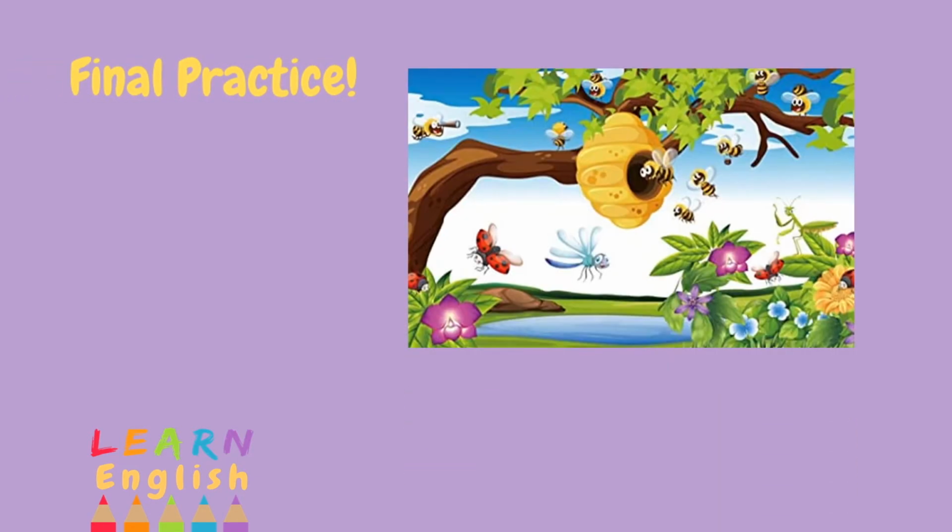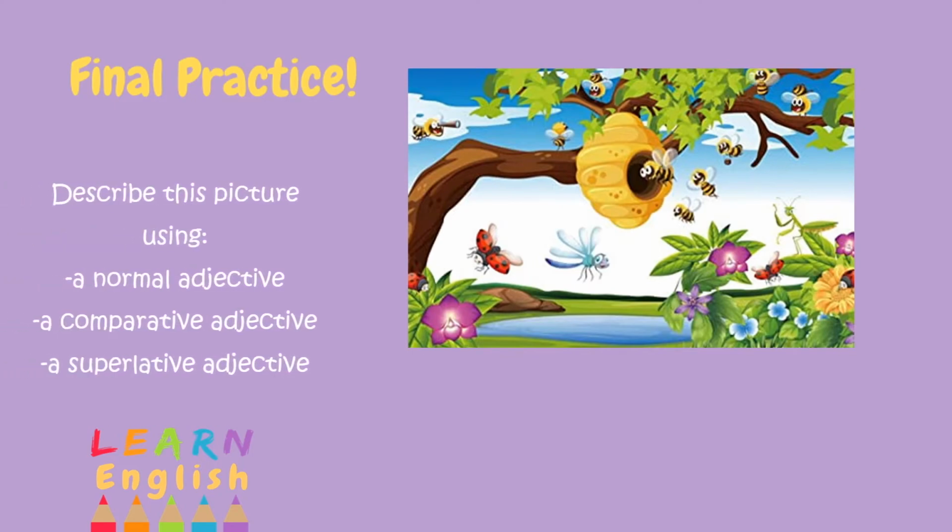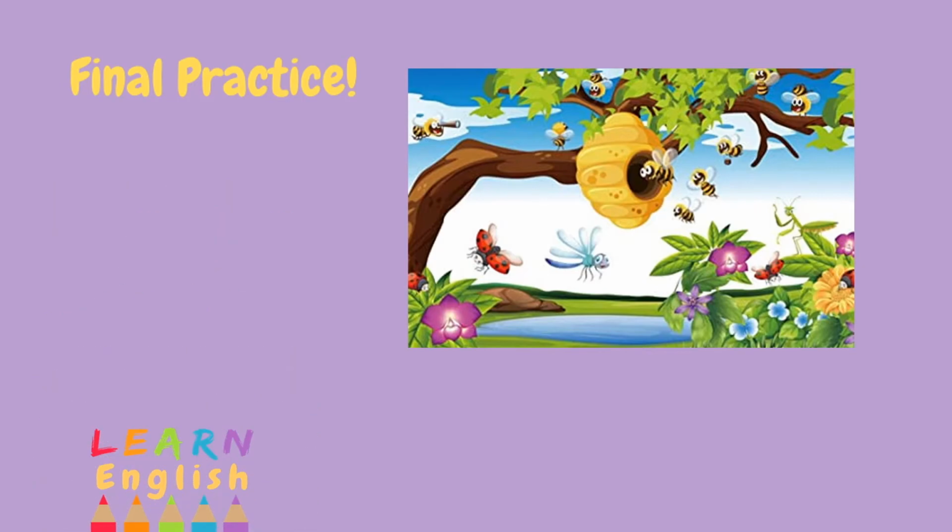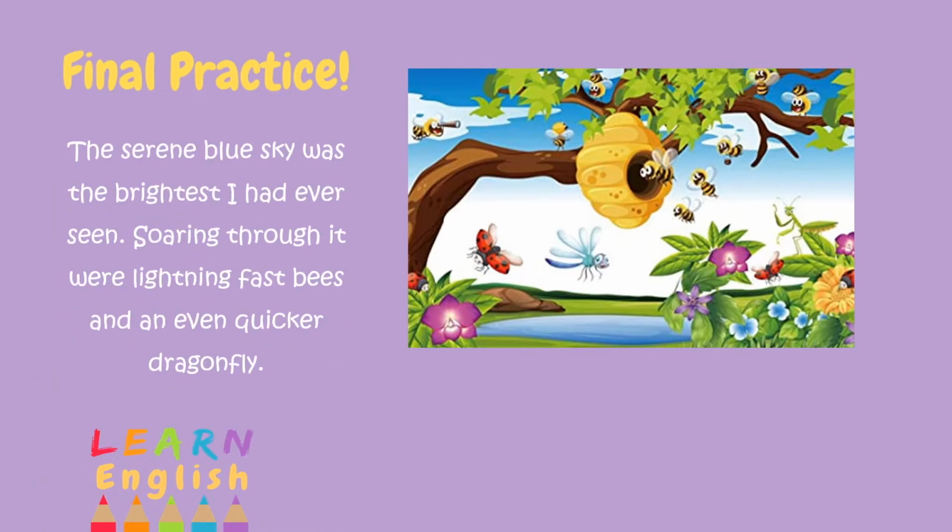Now for our final practice. Pause this video and describe the picture on the screen using a normal adjective, a comparative adjective, and a superlative adjective. You could have said something like this. The serene blue sky was the brightest I had ever seen. Soaring through it were lightning-fast bees and an even quicker dragonfly.